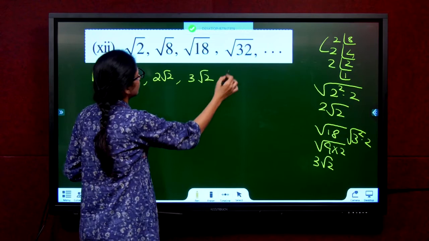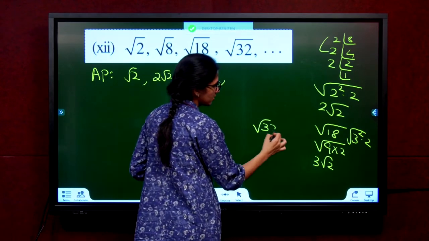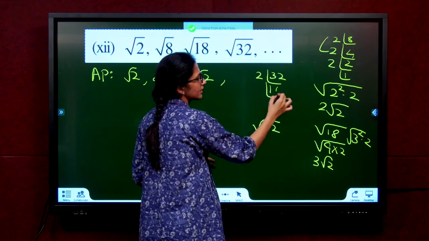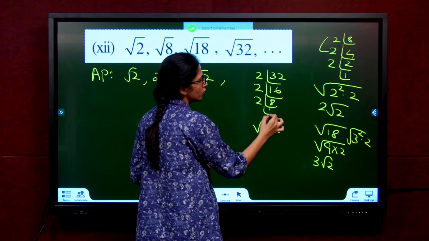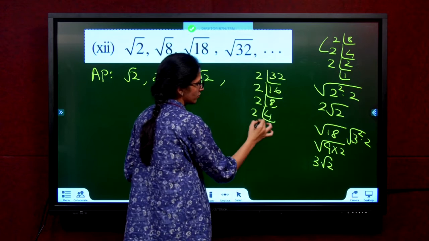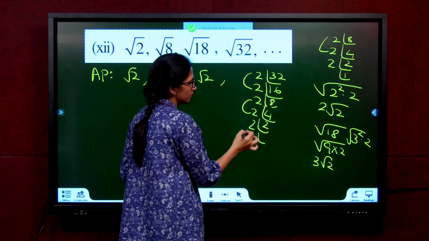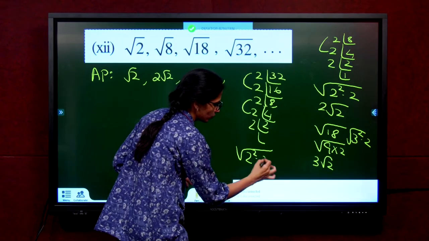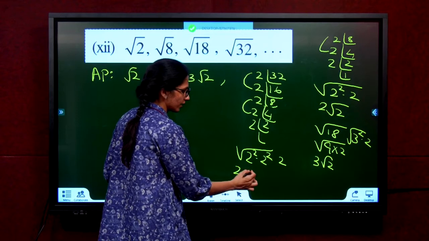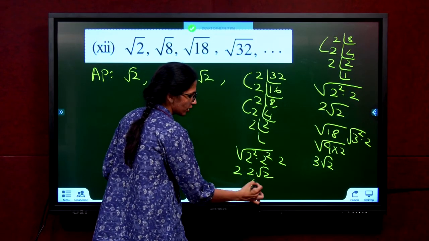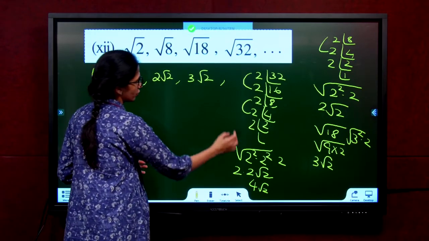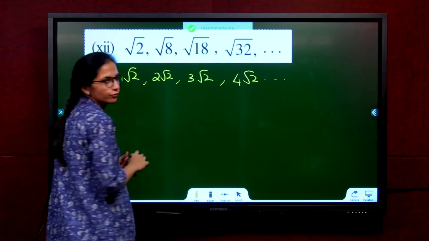Okay. Now coming to 32. Root 32, I will do it here. First, 32 prime factorization. 2 16s are, 2 8s are, 2 4s are, 2 2s, 2 1s. Group. So root 2 square into 2 square into 2. What happens? 2 square comes out as 2. 2 square comes out as 2. Root 2. 2 2s are 4. 4 root 2. I hope there's no doubt with this. So we got 4 root 2 there.